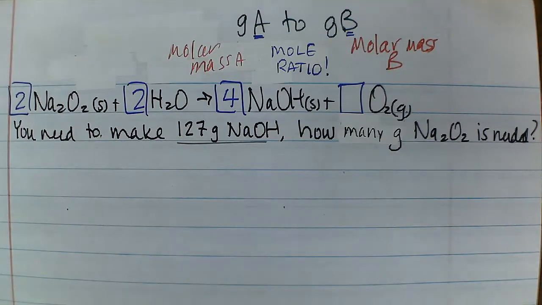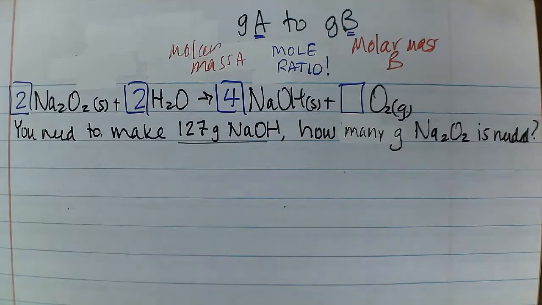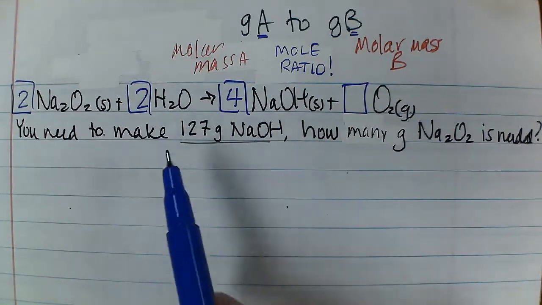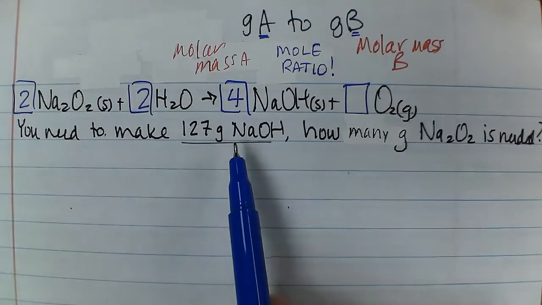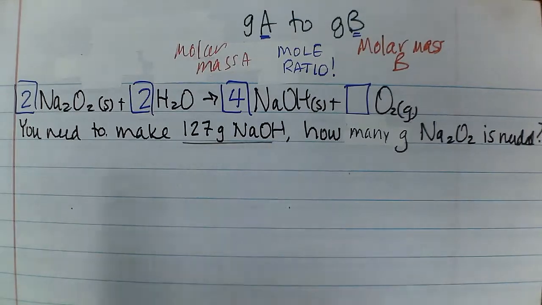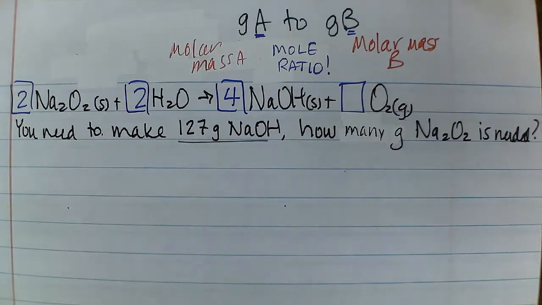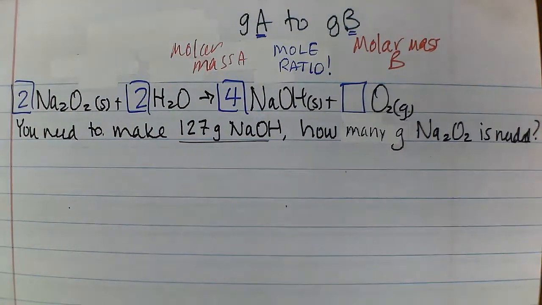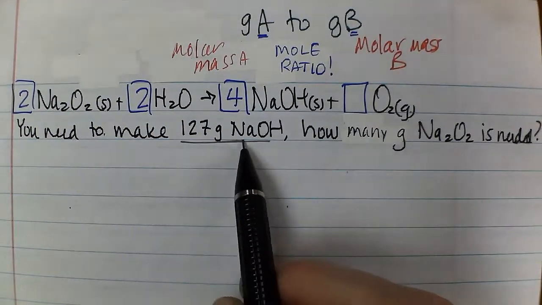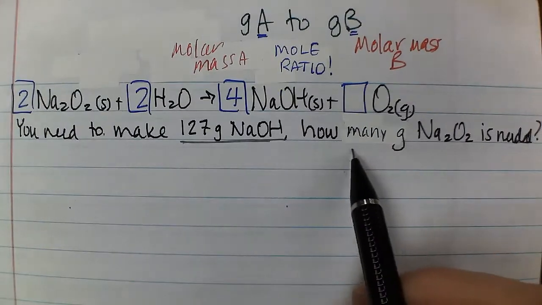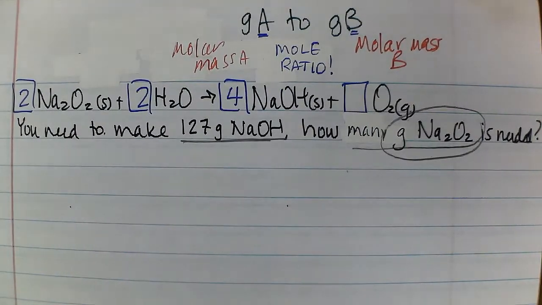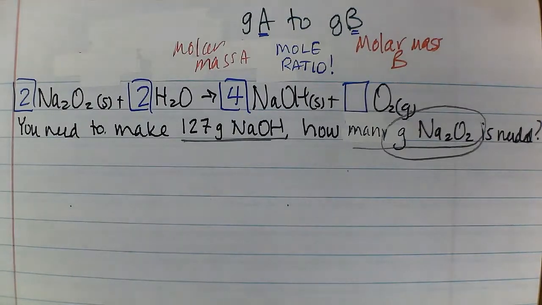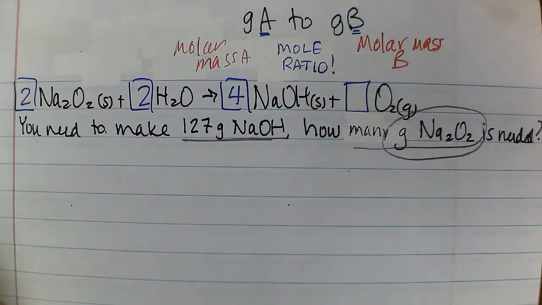So what you should do now is pause the video and write down the balanced chemical equation and the problem. You need to make 127 grams of sodium hydroxide. How many grams of Na2O2 is needed? So now that you've done that, I'm going to underline what I'm given, and I'm going to circle what I'm trying to find. That is my mental reminder to myself of what needs to happen.